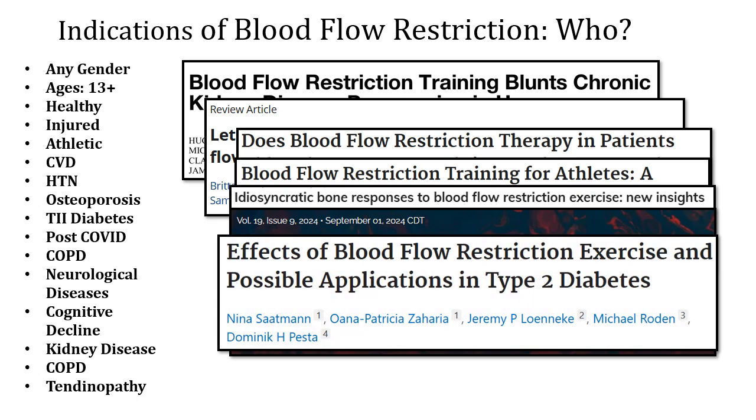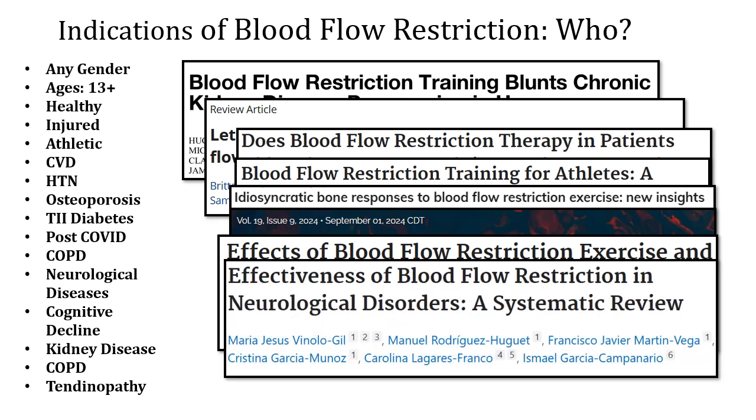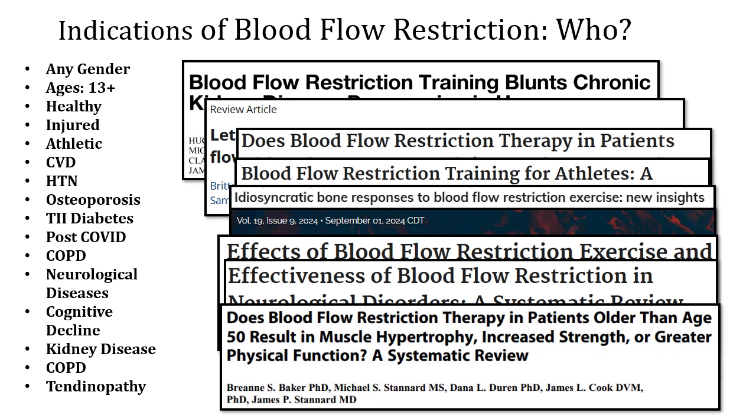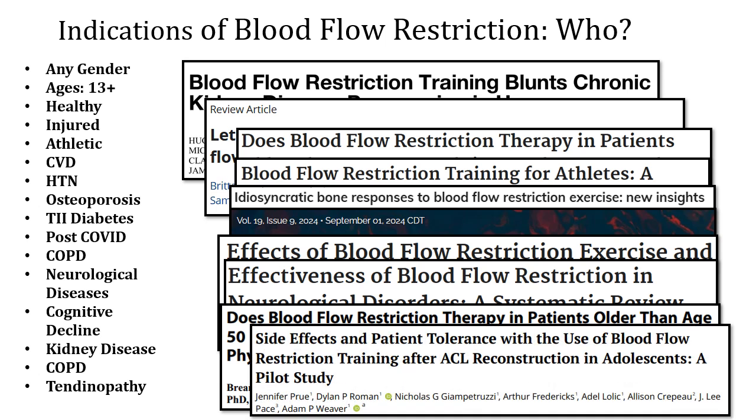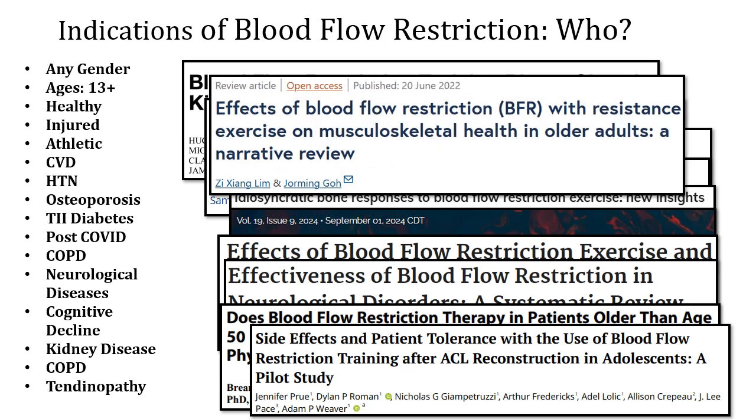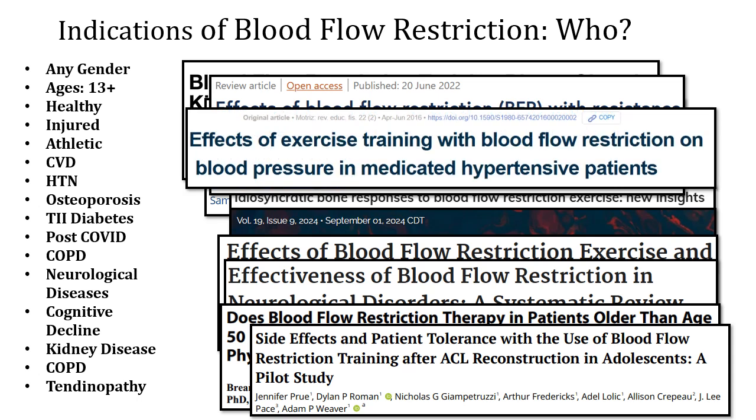Thinking about our metabolic responses and benefits, our type 2 diabetes, as well as getting people active and increasing the metabolic response and the metabolic stress that comes with it, the effectiveness on neurological diseases and neuromuscular diseases. Again, in the older population, another systematic review has considered this. When we look at the ACL and the adolescent post-operative patient, there's been benefit shown here as well from those at Connecticut Children's. The effects of BFR with resistance training on musculoskeletal health in older adults.